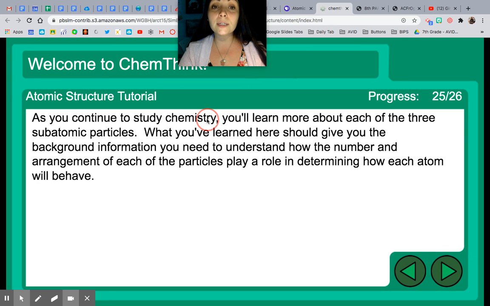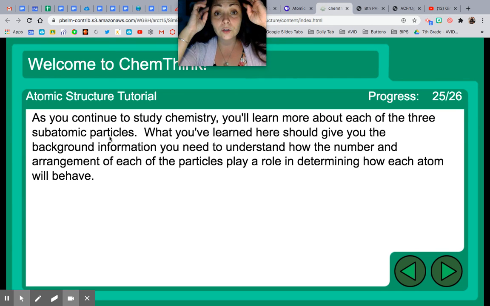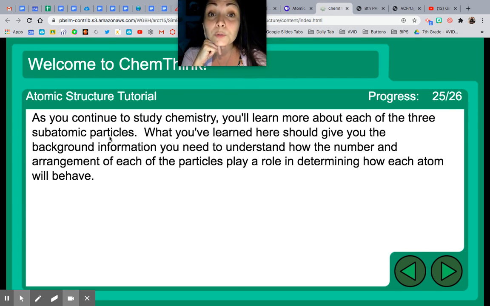So as you continue to study chemistry, you'll learn more about each of the 3 subatomic particles. What are subatomic particles? Remember, we talked about this in class. Sub, like submarine, means below. Sub, below, marine, water. Submarines go below water. Subterranean, what does terrain mean? Terrain means land. So subterranean creatures are creatures that live under the land. What about sub-zero temperatures? Sub, below, 0, below 0 temperatures.